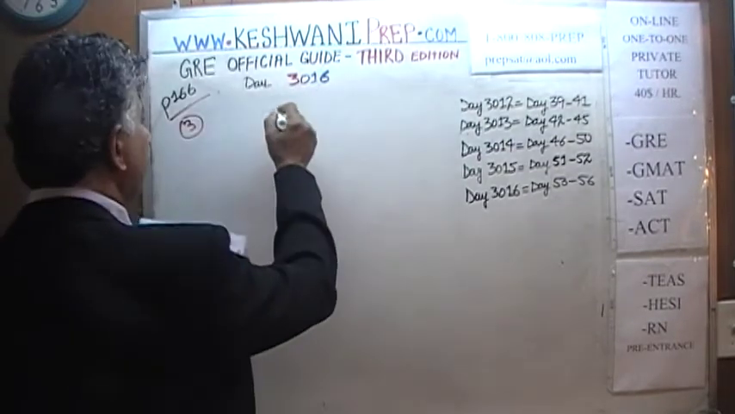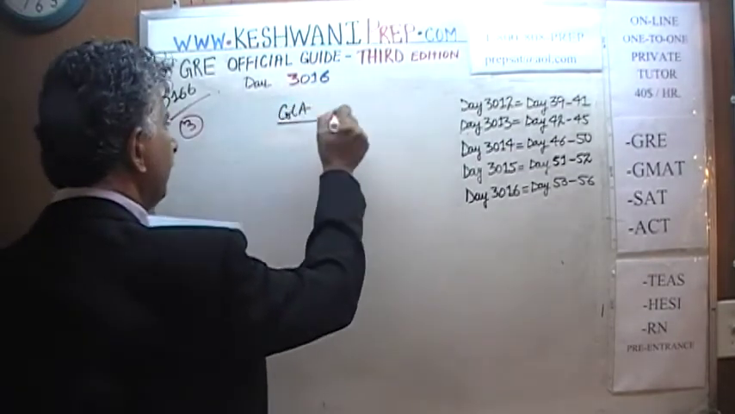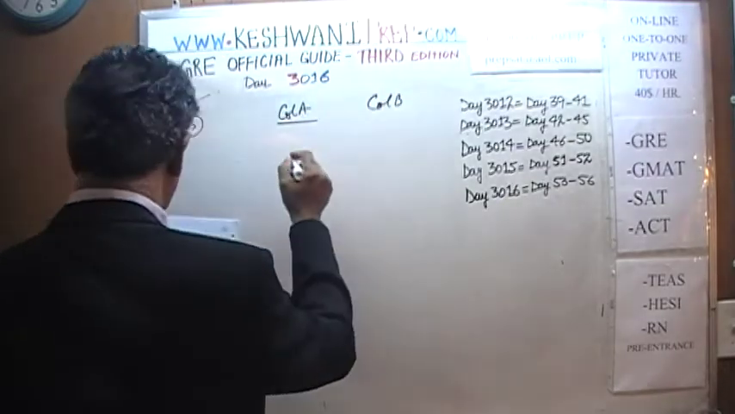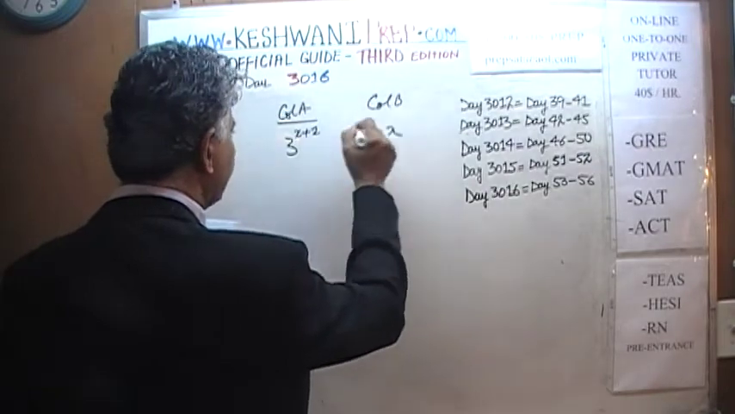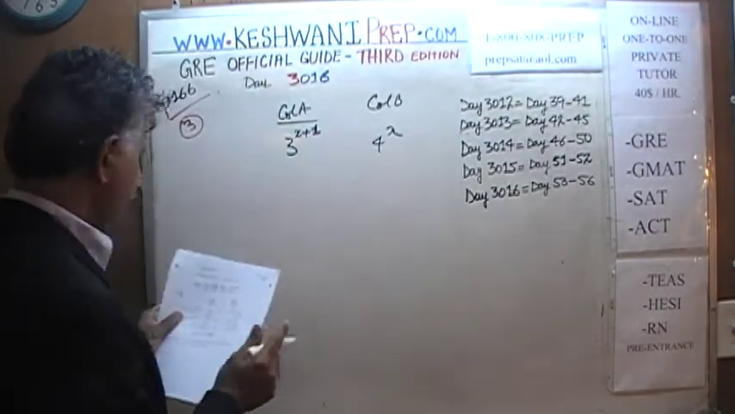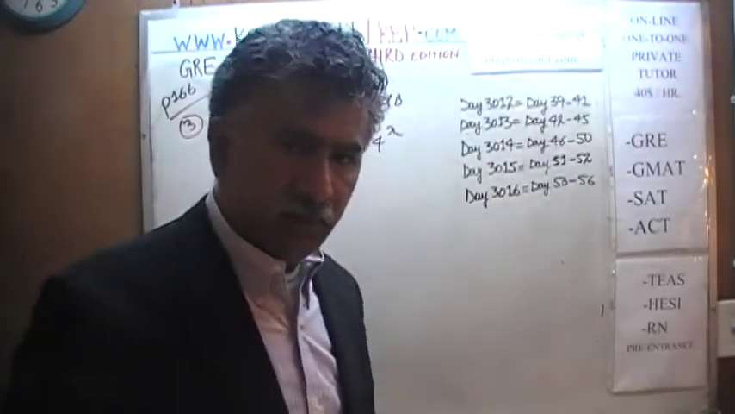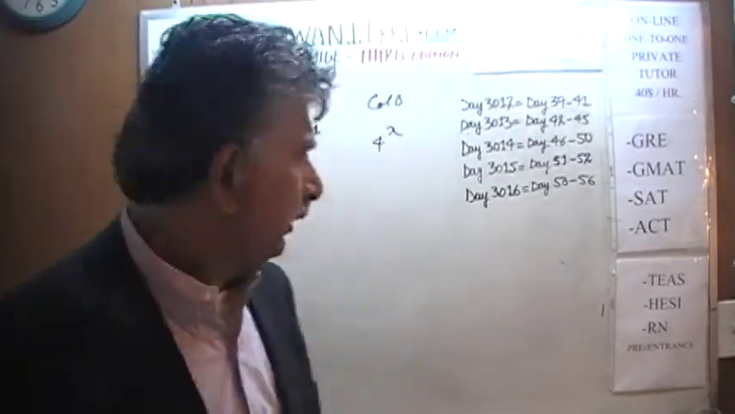Problem number 3. We have column A and column B. Here we have 3 raised to x plus 1, and here we have 4 raised to x. And the question simply is, which column is bigger? Well, let's just plug in numbers.